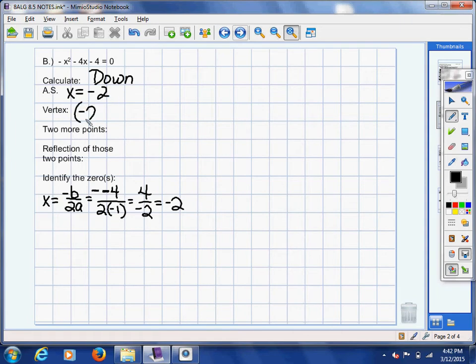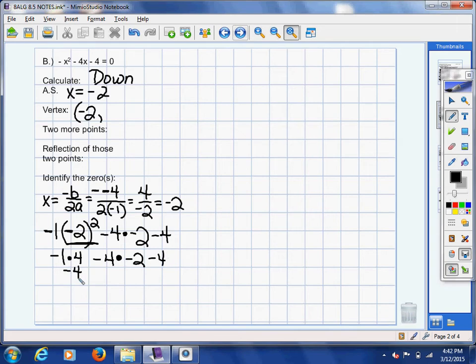Now your vertex is going to be -2 something, and we have to calculate what that something is. So we have -1 times, and then x. Well, x is -2. Squared minus 4 times -2 minus 4. Okay? -2 squared is +4. That's where we start. And then we need to do some multiplication. Okay? So -1 times 4 is -4. -4 times -2 is +8. And then drop down that -4. And then we have -4 plus 8 is 4. 4 minus 4 is 0.